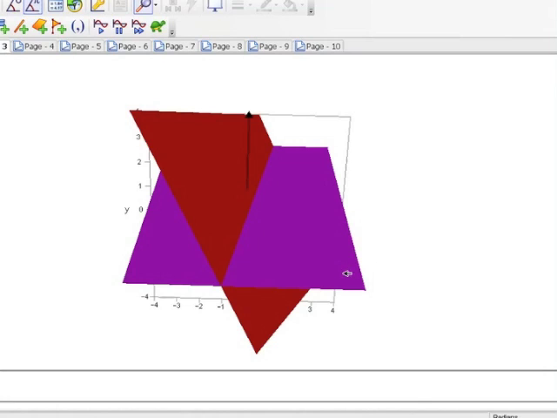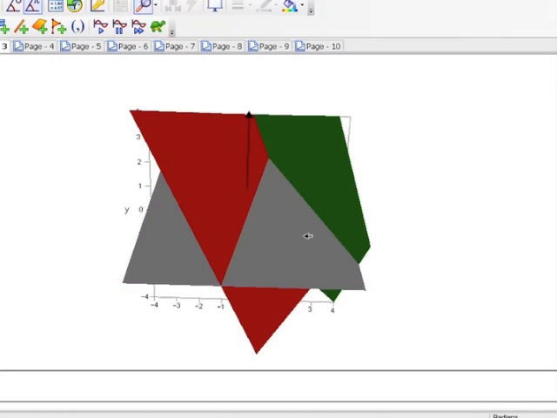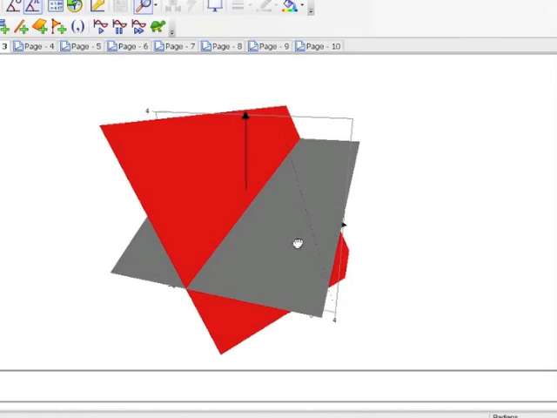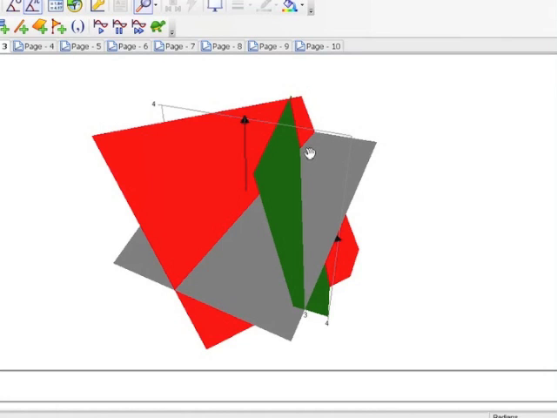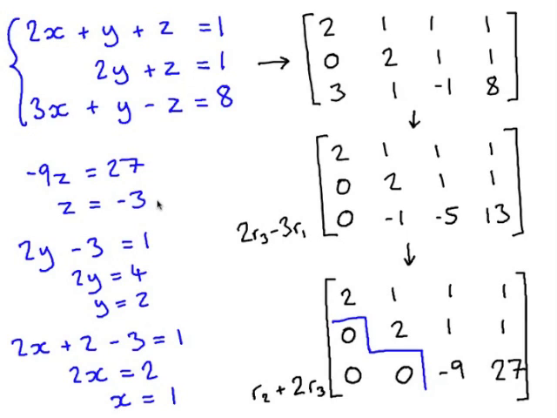So what happens when we add the third equation, 3x plus y take z equals 8, and the third plane intersects the first two planes, and you can see that it intersects at a single point here. And that single point corresponds with the solution we found. In three-dimensional coordinates, that solution is 1, 2, negative 3.